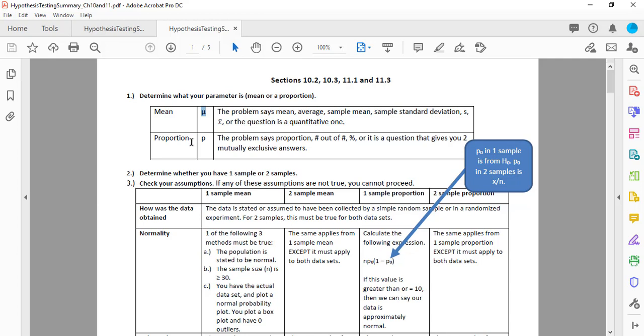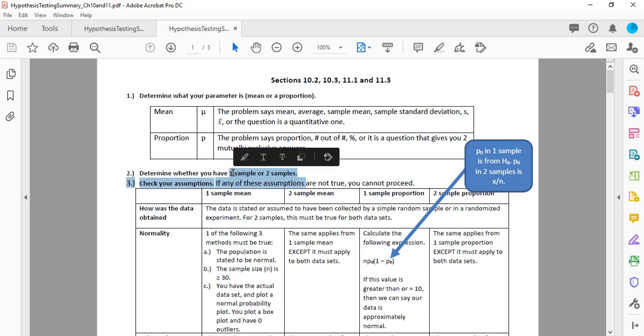Or it could be a proportion problem where your symbol is P for your population proportion. And when you're reading these problems, you're looking for keywords such as proportion, or they give a number out of another number. So there are 23 people who smoke out of a total of 105. Percentage, they say 36% of the students agree with the current. Or the question that they asked gives you two mutually exclusive answers. Do you agree or do you not agree? Did you vote or did you not vote? Do you accept what they said or you don't accept what they said?